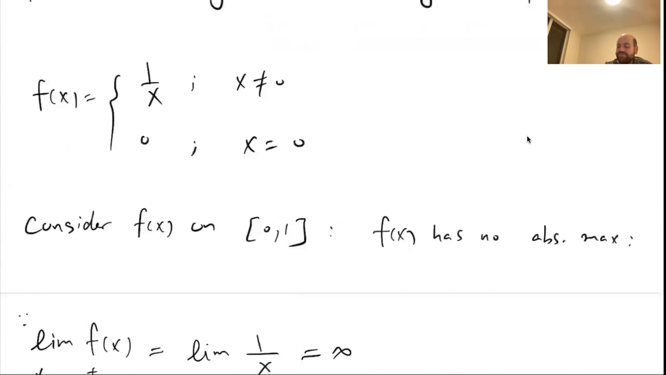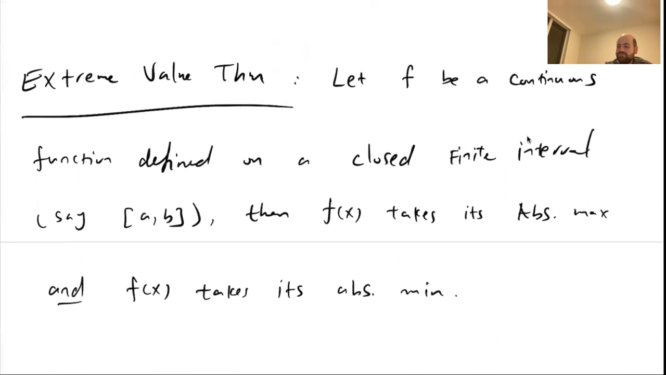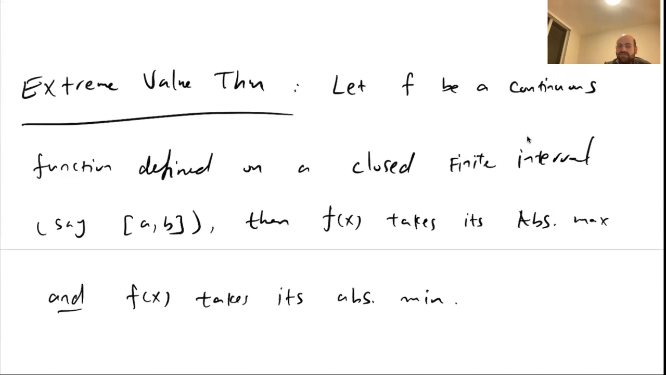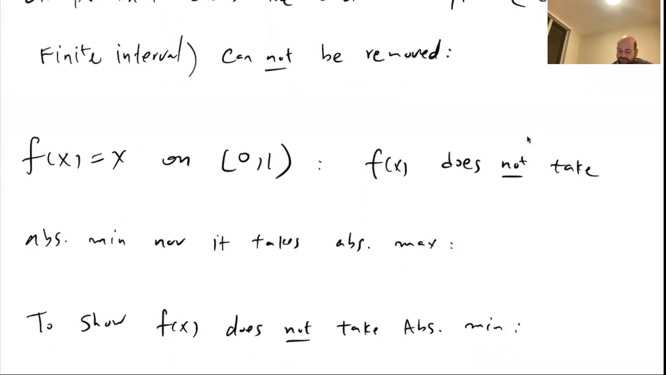Only if the function is continuous and the domain is a closed finite interval. The existence of absolute max and min can be guaranteed only if the function is continuous and the domain is a closed finite interval, let's say closed interval a to b. Okay, so these examples verified this.